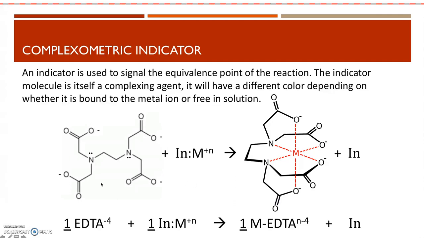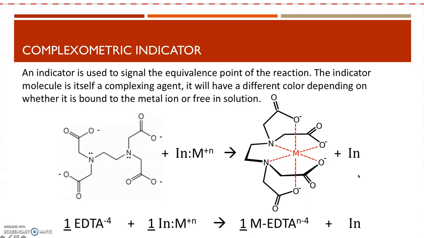Before we add any of our titrant, before we add any EDTA, some of the metal ion in solution is actually bound in a complex with an indicator molecule. That binding is not so tight that EDTA will not displace it, and the indicator will be free in solution when the EDTA displaces the indicator molecule. In that case, the indicator will change color because it has changed its shape in solution.